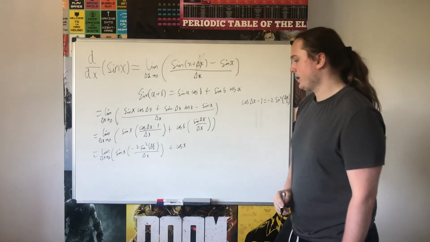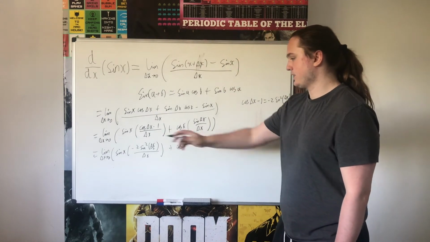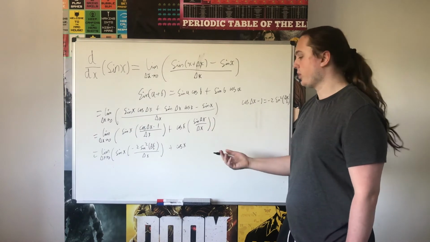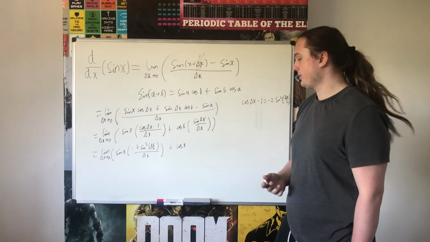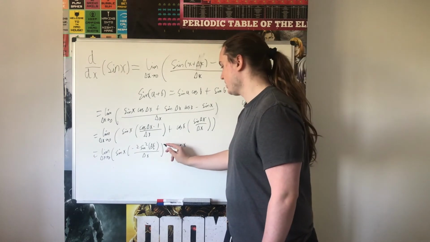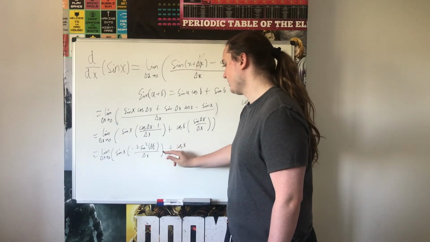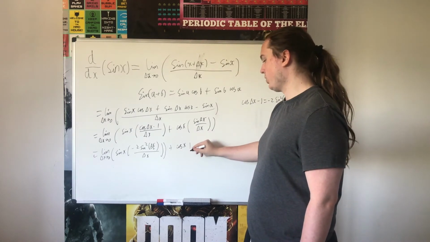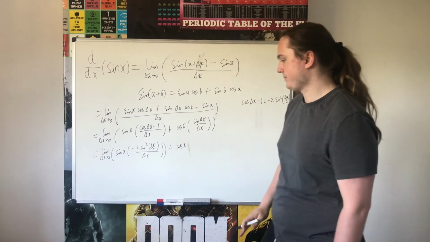Now we know that the limit as delta x approaches 0 of sine of delta x over delta x is just 1, which I proved in a separate video, and so in fact we can just close this limit here and say this is cos x times 1, which is just cos x.